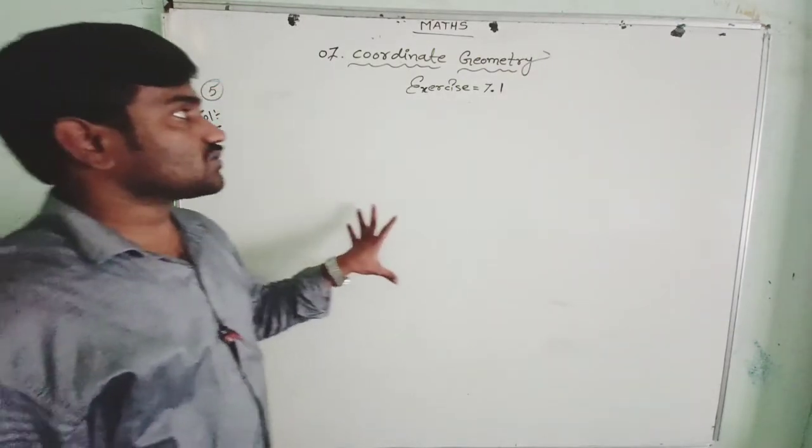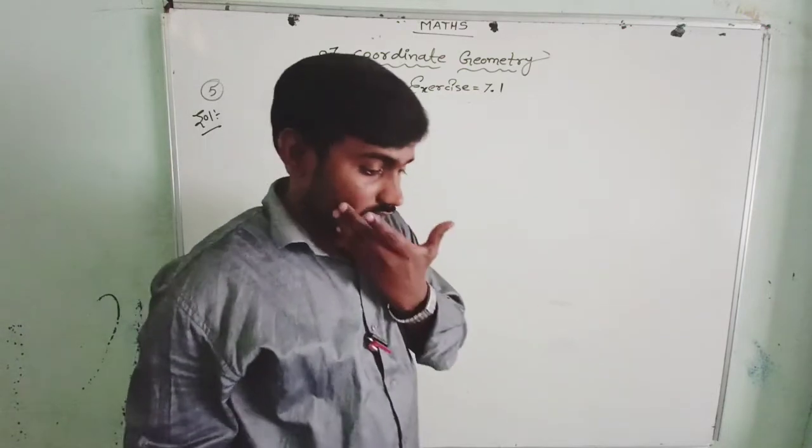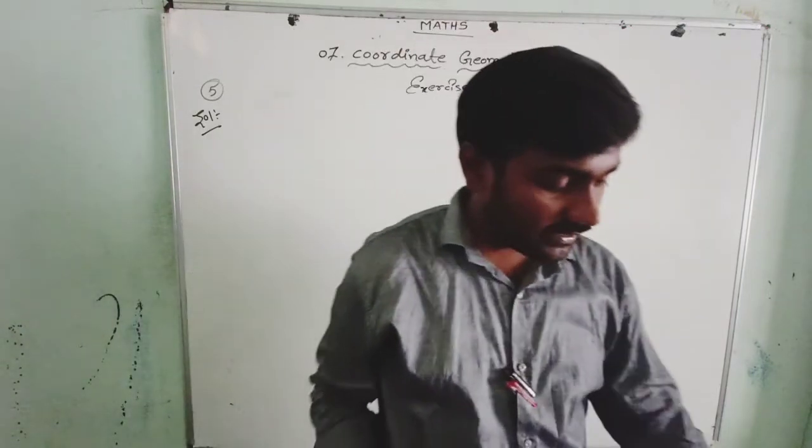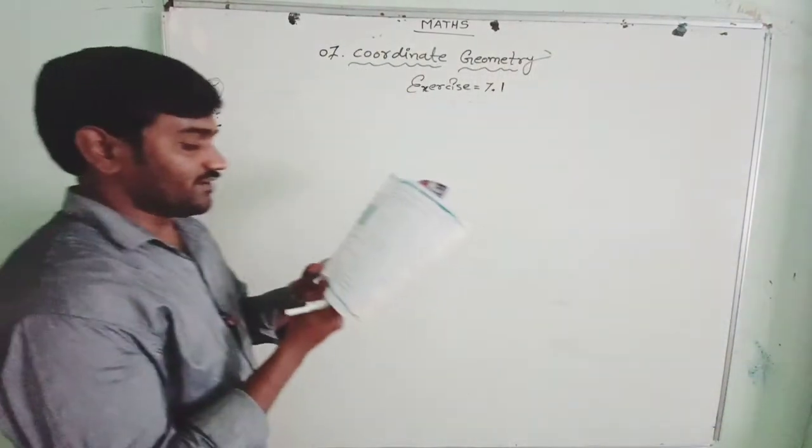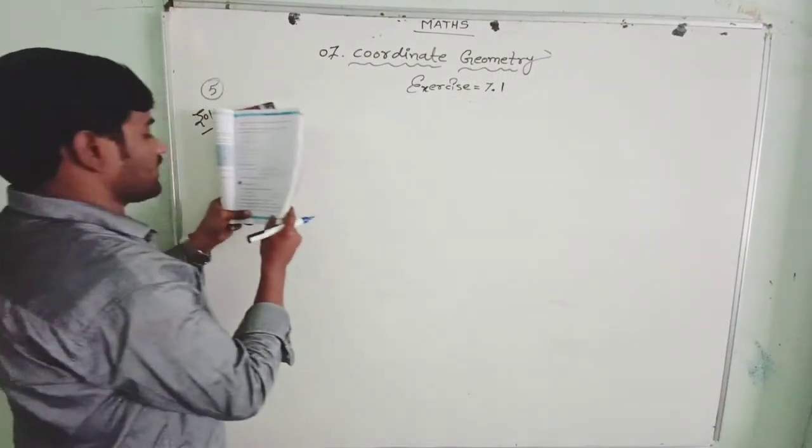And this is the last question of this video now, and the remaining questions will be explained in the next video. Show that the given points form an equilateral triangle. We have to prove that the given points form an equilateral triangle.